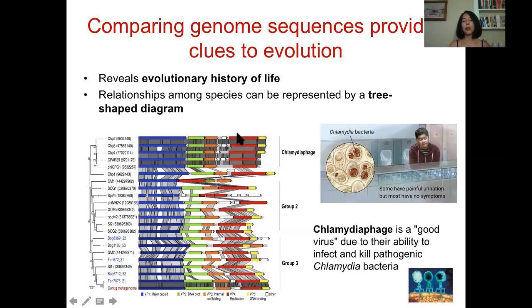And this gets more complicated when we compare large genomes. Viruses have the smaller genomes, then we have the bacteria and archaea, and then the largest will be eukaryotes.